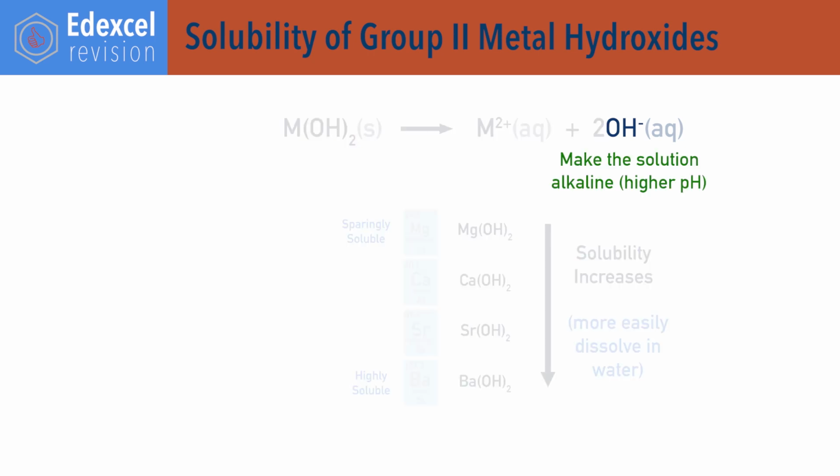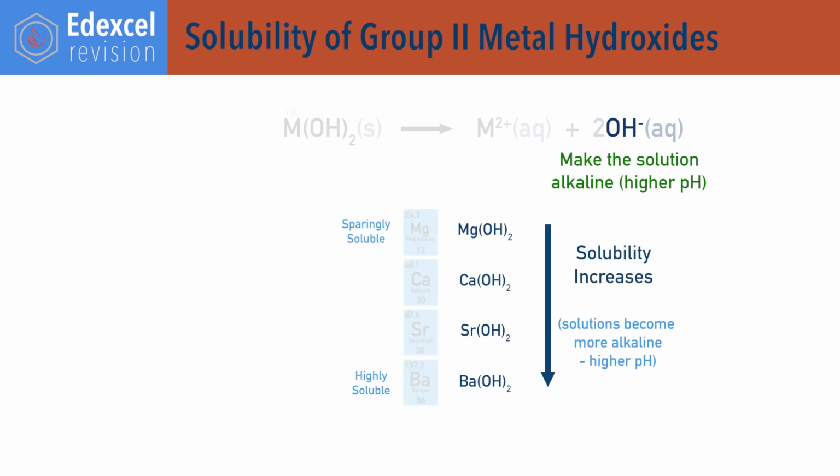This means solutions of the group 2 metal hydroxides become increasingly more alkaline, a higher pH, as you go down the group, as observed earlier with the reactions between group 2 metals and water. This means group 2 metal hydroxides can neutralize acids, which can be useful.